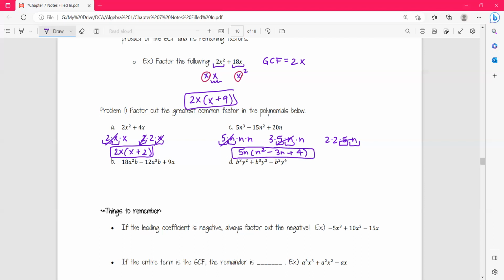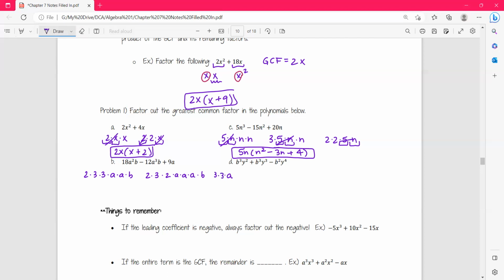Okay, let's check out B here. If we want to write it out again, I know 18 is 2 times 9, so that's 2 times 3 times 3 times A times B. For 12, I'll have 2 and 6, which is 2 times 3 times 3. No, 2 times 6 is 2 times 3 times 2, times A times A times A times B. And then 9A is 9 times A, so that's going to be 3 times 3.